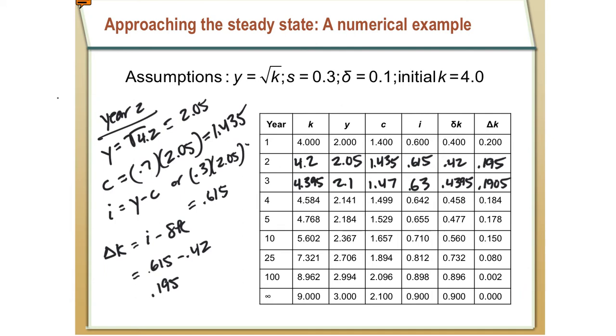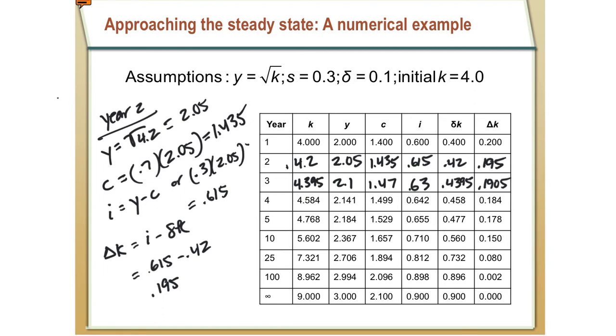So let's take a little step back and think about what we just did here. We started this simulation with some initial values, and then let's see what happens over time. It looks like the capital stock is growing. Investment exceeds depreciation, so in year 2, the capital per worker is higher than it was in year 1.